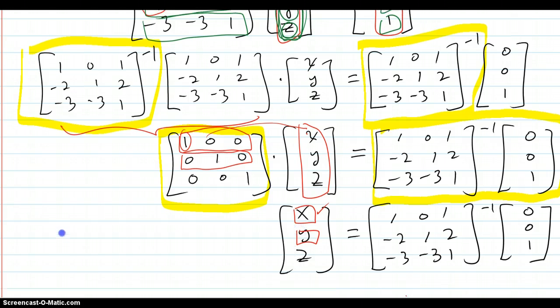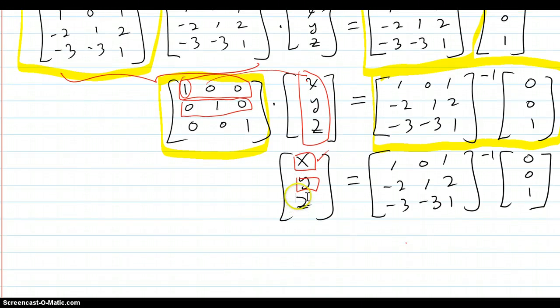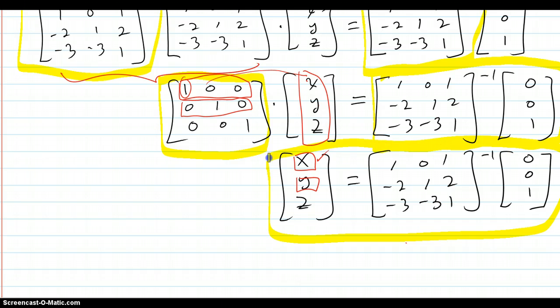So you really do result in this solution that your XYZ answers are going to be the inverse of the coefficient matrix times 0, 0, 1, and that's what we're going to put in the calculator.